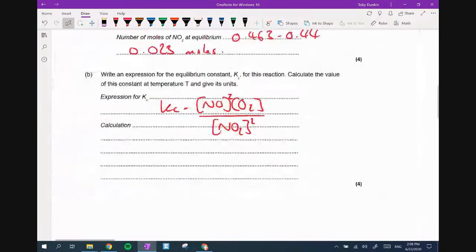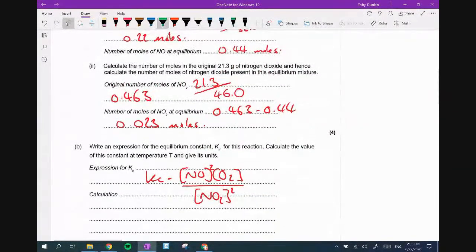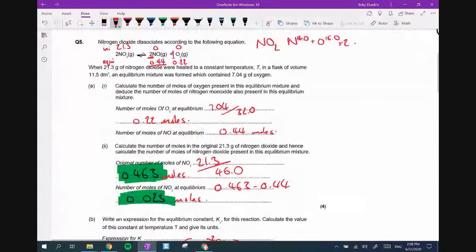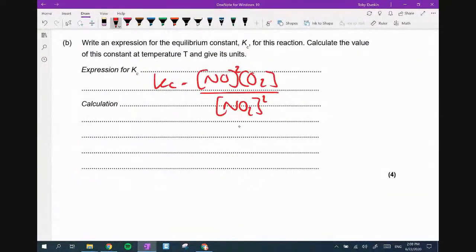Now, of course, the trap to this is that students have a really bad habit of inserting these numbers directly into the equation, and you can't. Because this is an unequal equation, you've got to take account of the 11.5. So what I'm going to do is go conc. Number of moles divided by the volume will give me concentration. So I can do NO concentration.